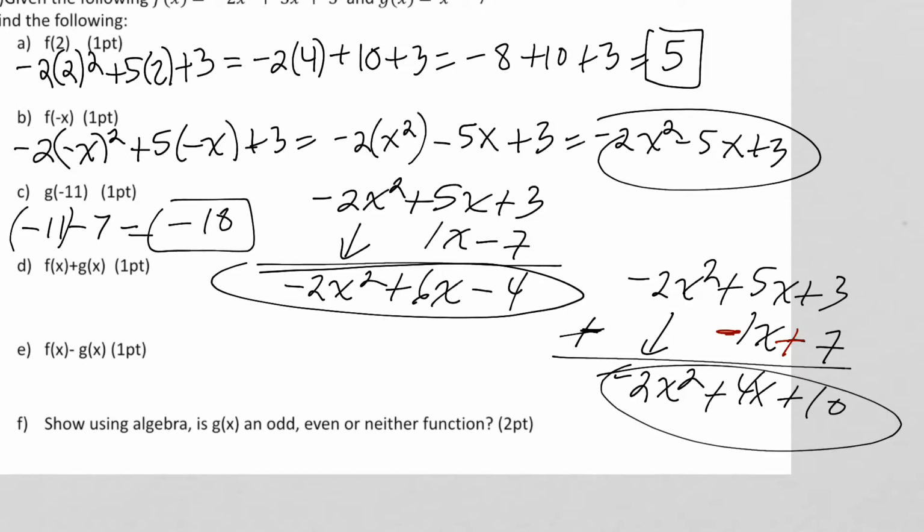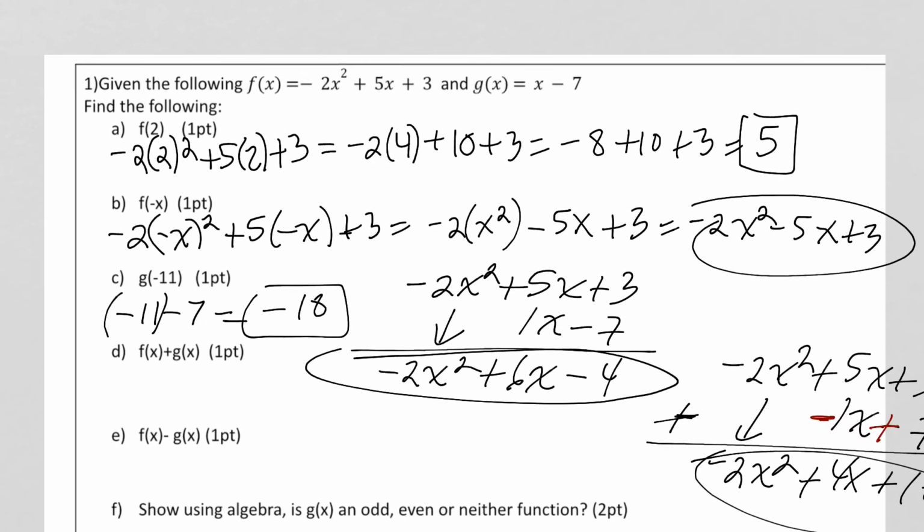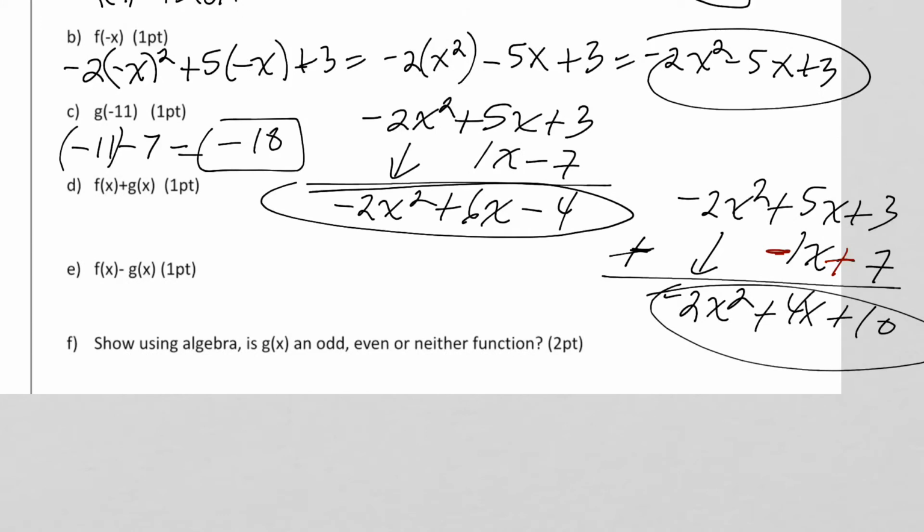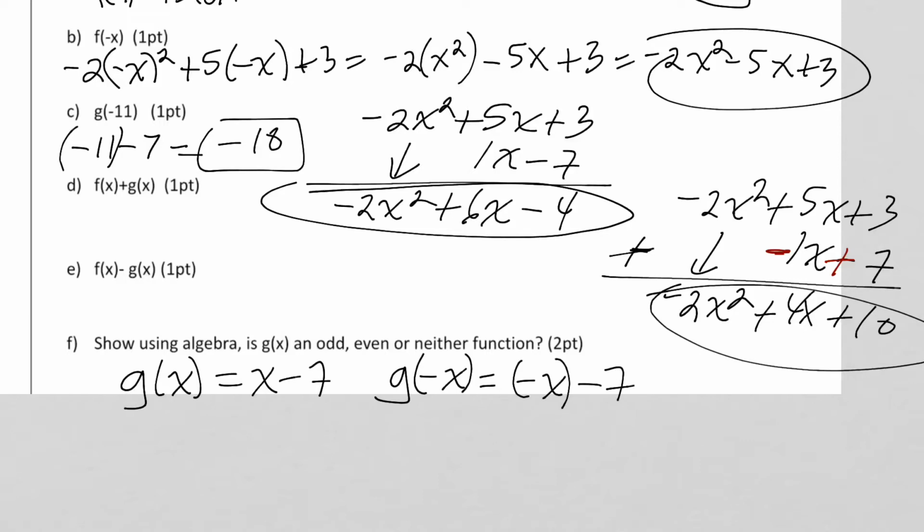Show using algebra if g of x is odd, even, or neither. So g of x is x minus 7. Let's write it down here. How do I show algebraically? I always want to replace it with a negative x, right? So I'm doing g of negative x, and I get negative x minus 7. Now looking at this answer, I have to compare it to what was given. Well, it's definitely not the same. If it was the same, it would be even. Is each term its opposite? Well, this x became negative x. This negative 7 stayed negative 7, so it's not odd. So this answer is neither.